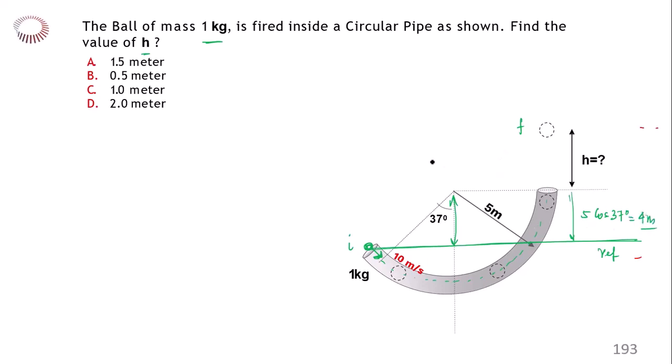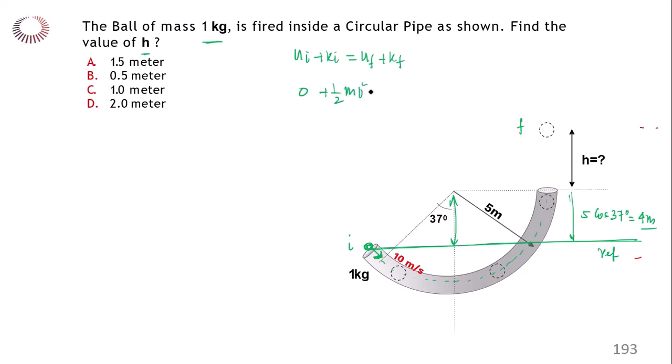So 4 meter. Now I apply the initial potential energy, let us say Ui, and kinetic energy, Ki, that should be equal to final potential energy plus final kinetic energy. Taking the reference line from the initial point, potential energy initially is 0. Kinetic energy is how much? Half m v square.